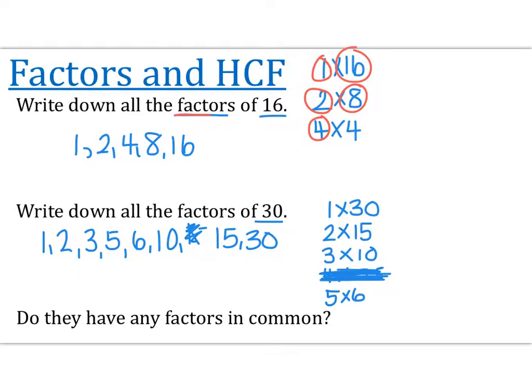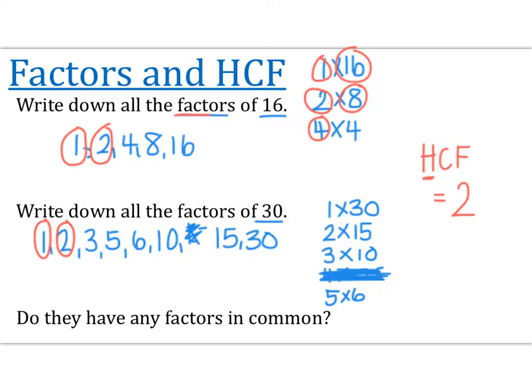Now the last question says, do they have any factors in common? Well, let's see. They definitely both have 1. They also both have 2. Do they have anything else in common? No, it looks like that's all they have. Now, they both have 2 numbers in common. Which one is the highest one that they have in common? The highest one that they have in common is 2, so the highest common factor would be 2.